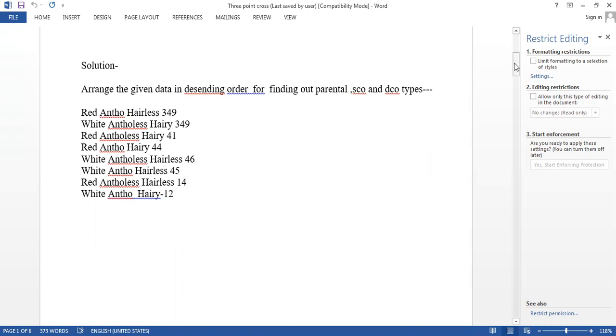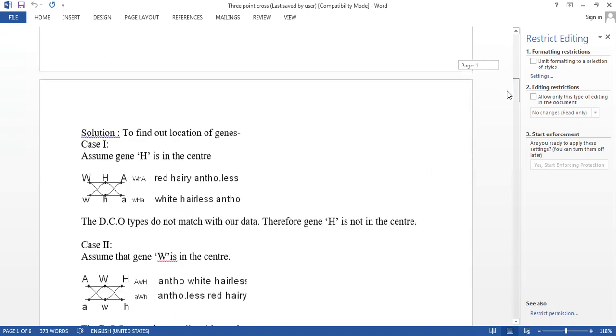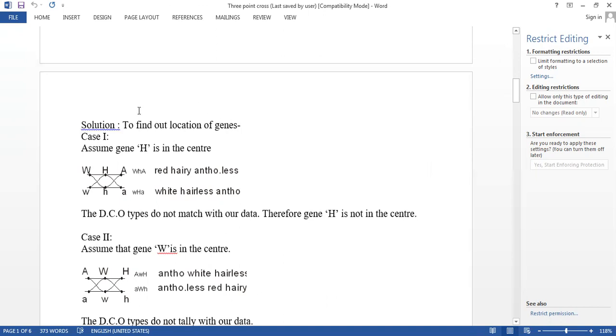crossover types. We move on to the first solution, solution 1, to find out location of the genes. Now we don't know which gene is in the center. So we have to assume one after the other. If your assumption comes correct in the first slot only, you need not do case number 2 and case number 3. There are 3 genes, so there can be 3 cases: either A in the center, H in the center, or W in the center. One by one we'll try.